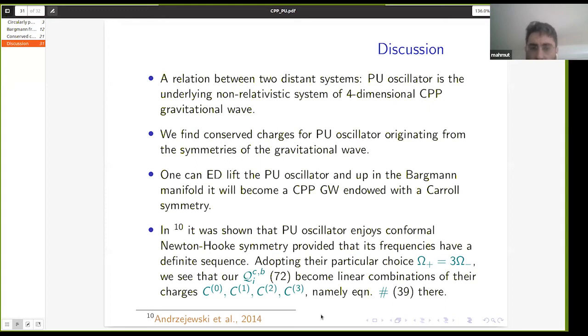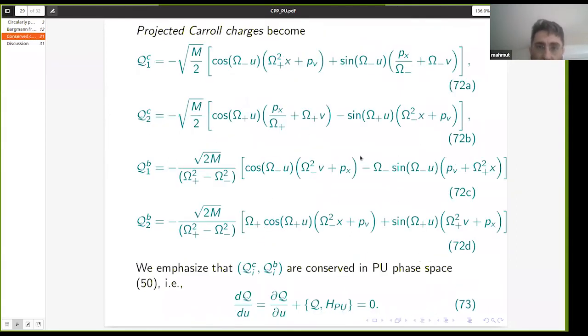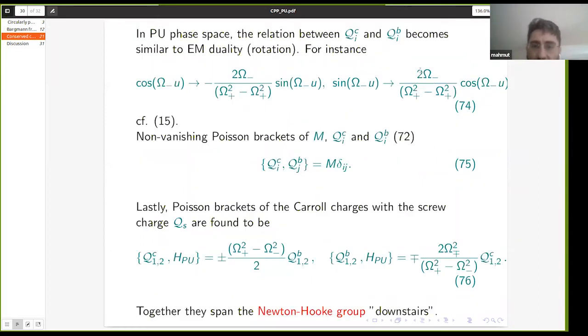They were trying to construct the conserved quantities, and they can only find them when omega plus and omega minus have a certain relationship. In our case, we don't need this relationship. We only need omega plus to be greater than omega minus, which is natural in our setting. Our charges, if you choose omega plus to be 3 omega minus, are compatible with the ones in the literature, but these are more general.